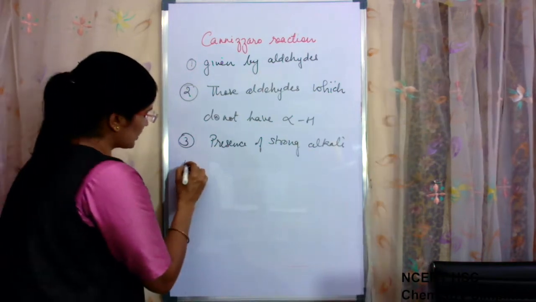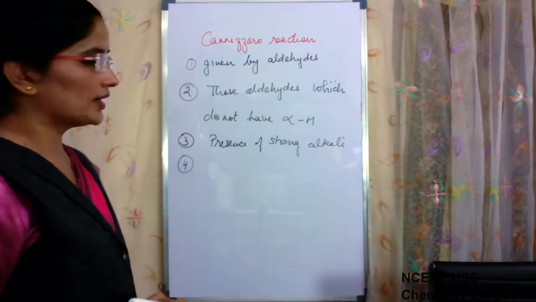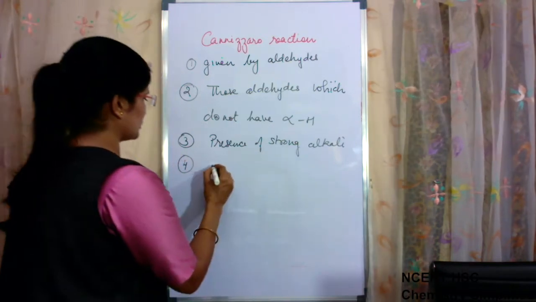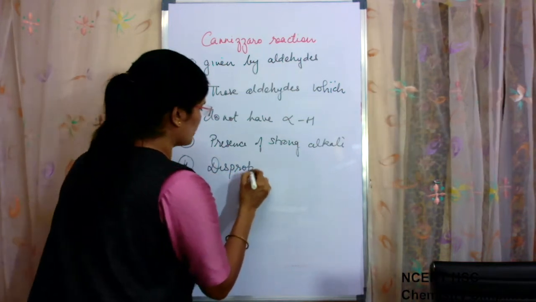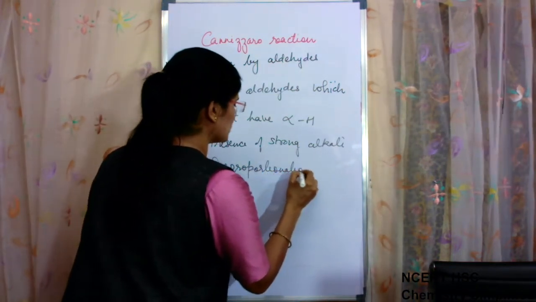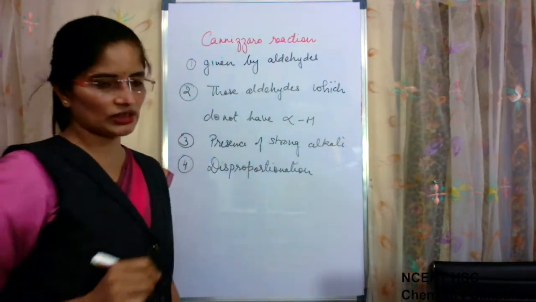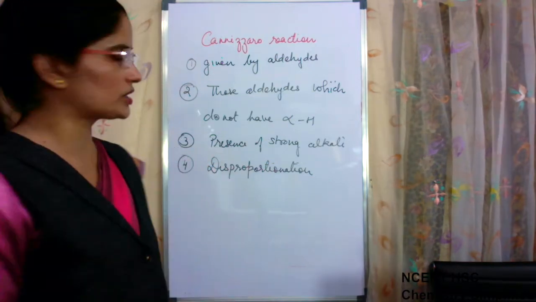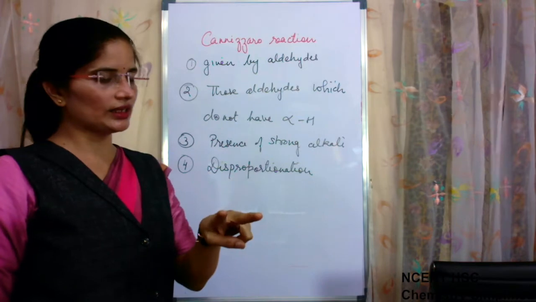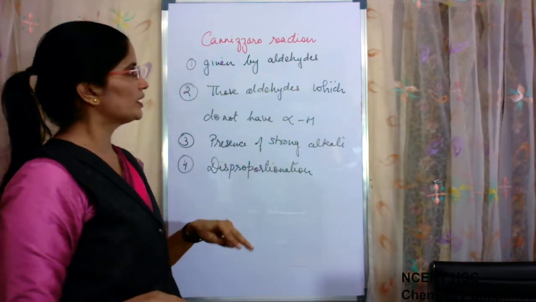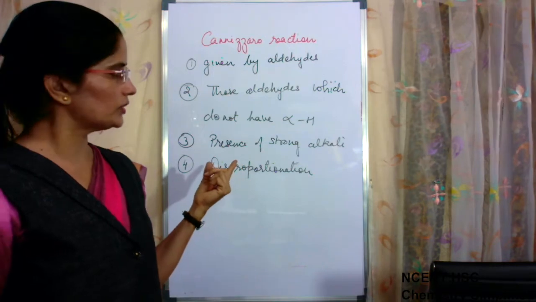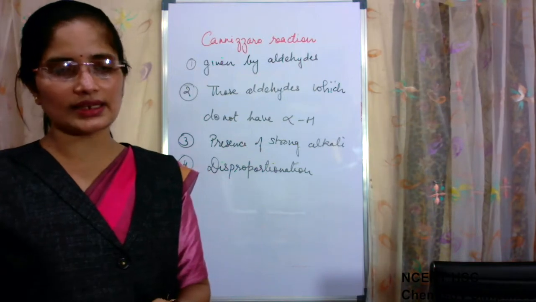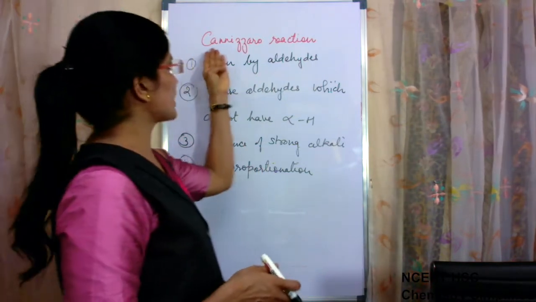What is the other special feature of this reaction? That this reaction is a disproportionation reaction. What is the meaning of disproportionation? The molecule itself is oxidized as well as reduced. Means in Cannizzaro reaction, we will be taking two molecules of the same aldehyde which do not have alpha hydrogen, and out of the two molecules, in presence of strong alkali, one will be oxidized and the other will be reduced. This is known as Cannizzaro reaction.